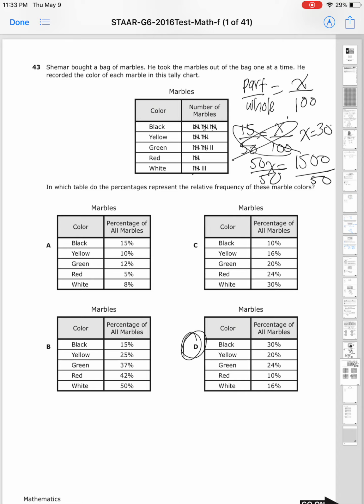I also have to do my percentages for each one of these. So just remember, I need to set it up the same way. So yellow would be 10 out of 50, which is equal to x over 100. And then we have green, which is 11 out of 50, equal to x over 100. I would do the same thing in order to find those percentages for both of those.